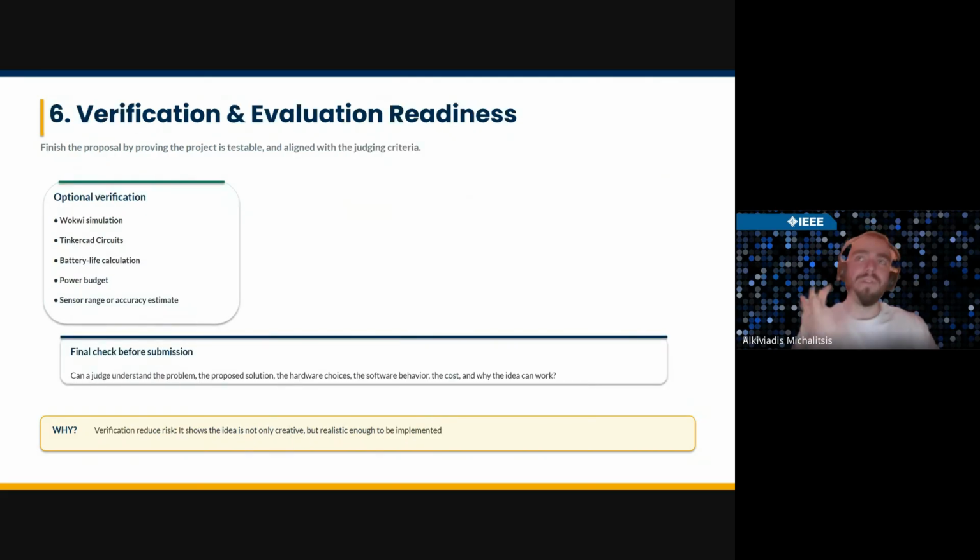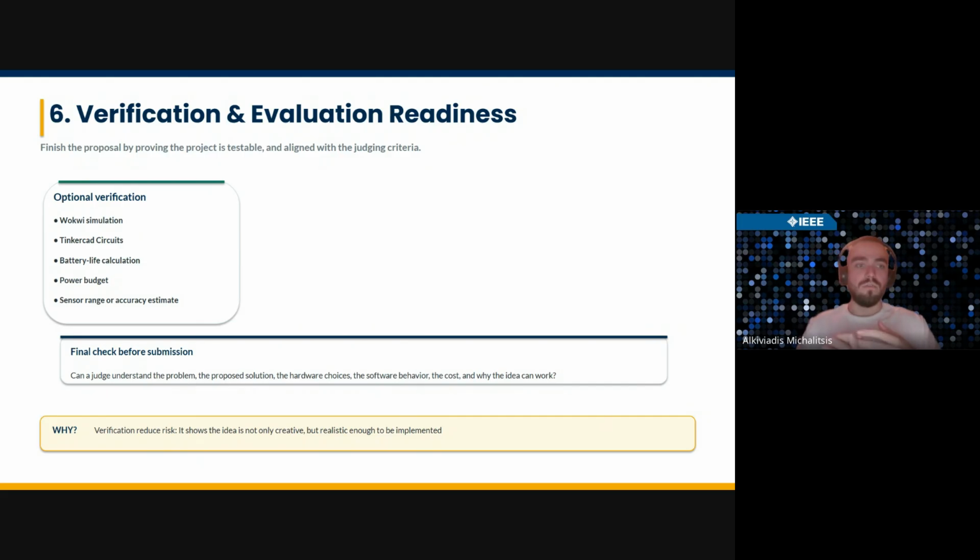And now, one of my favorite parts, which is optional in general, but I really suggest it: verification and evaluation readiness. You should finish the proposal by proving the project is testable and aligned with the judging criteria, which means that for the optional verification, you can create some kind of simulation or some mathematical formulas, for you and for the judges to see exactly what you're expecting to happen when you proceed with the purchase of the materials and of the hardware.